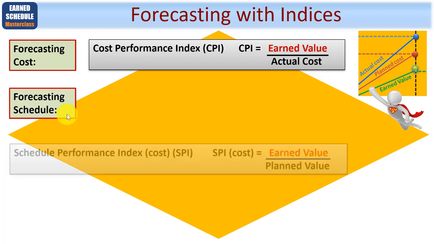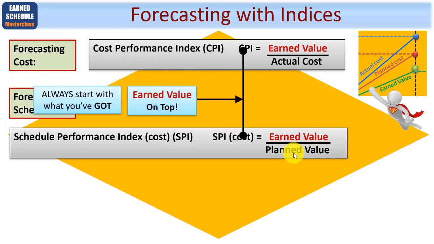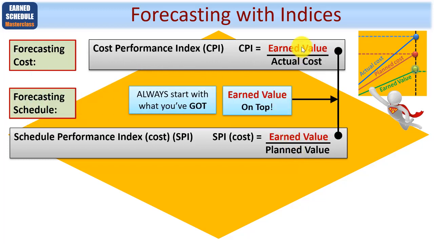Similarly, forecasting the schedule performance index in terms of cost, because this is earned value, is called SPI, and this is earned value, yet again, divided by the planned value. A little note here to help you remember these is that you always start with earned value at the top and you divide with whatever the index is you're trying to calculate. When it comes to cost, it's divided by actual cost. When it comes to schedule, you divide it by planned schedule.